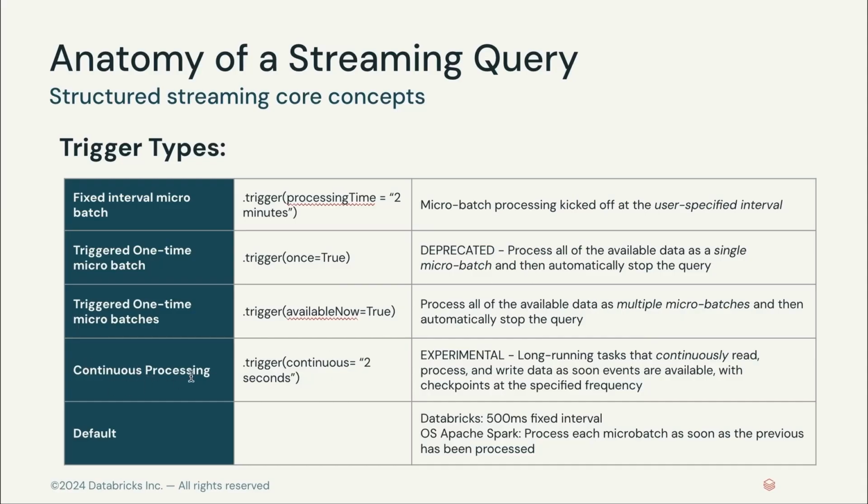We can also do continuous processing. Now, the continuous processing will attempt to process records as soon as any event is available, or as soon as data is available, and we'll keep checkpoints at the specified interval, right? Every 2 seconds, another checkpoint will be written, and the data will continuously be processed. What's the default? For Databricks, there's a 500 millisecond fixed interval, and for open source Apache Spark, each microbatch will be processed as soon as the previous one has been processed.